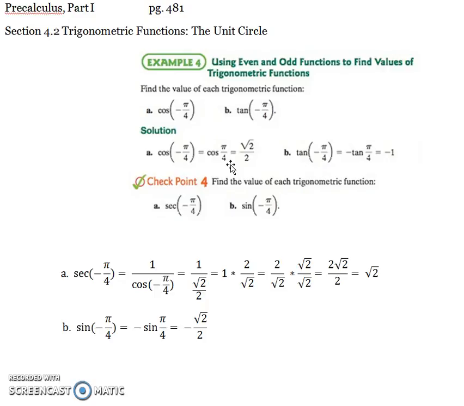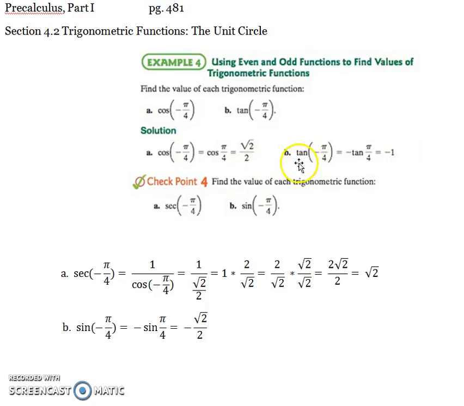And because cosine is an even function, I apologize, cosine is an even function. The rule of even function says that the cosine of a negative angle is the same as the cosine of the positive angle. So the cosine of pi over 4 is square root of 2 over 2.